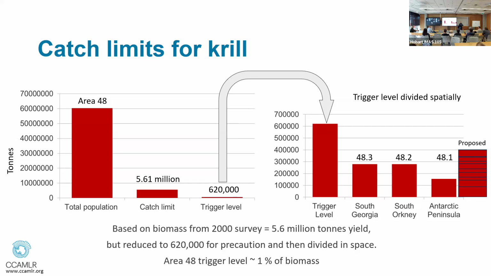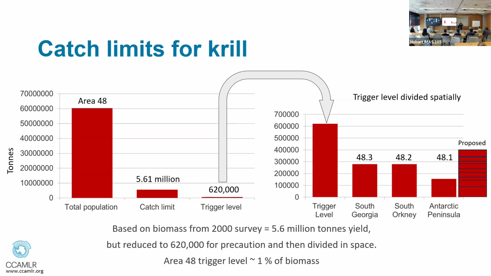That 620,000 tons is then spread across the different sub-areas of Area 48. So South Georgia and South Orkneys and the Antarctic Peninsula, and the South Sandwich Islands as well, will get a split of that catch limit. And that's where you end up with the Antarctic Peninsula catch limit is 155,000 tons is the trigger level for that. It's the lowest one of all of them.